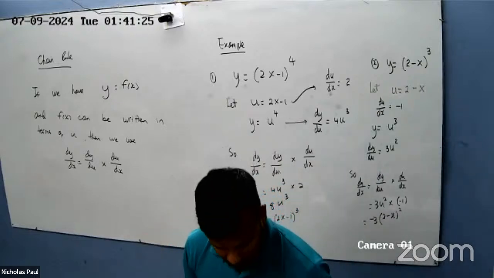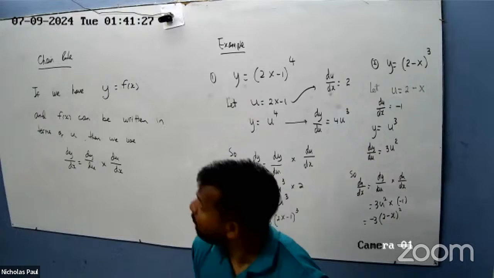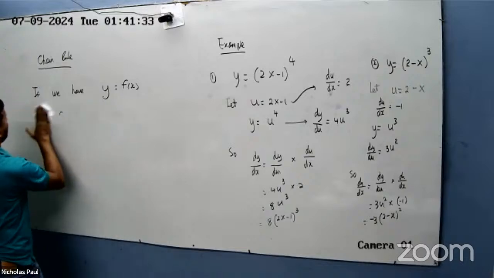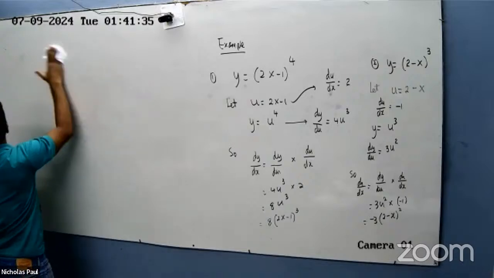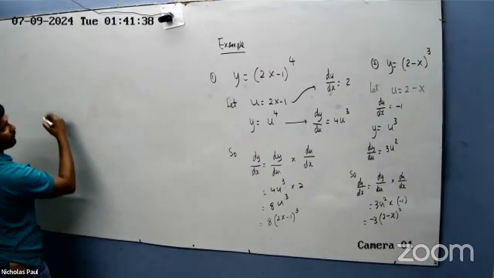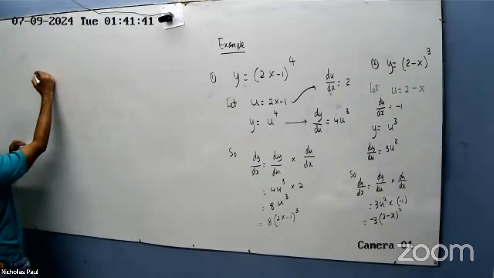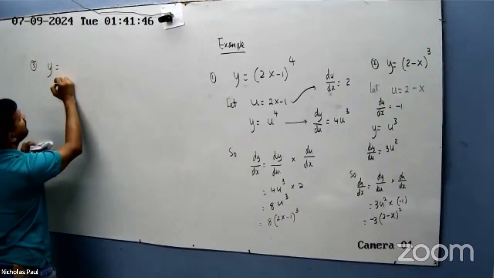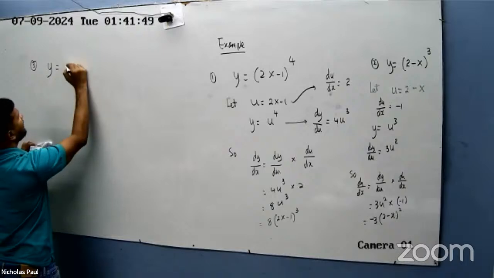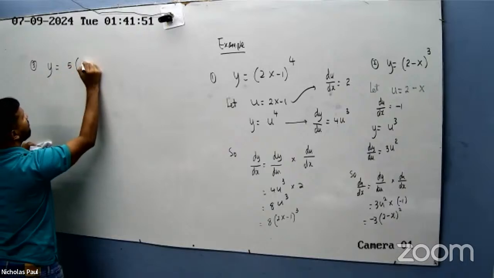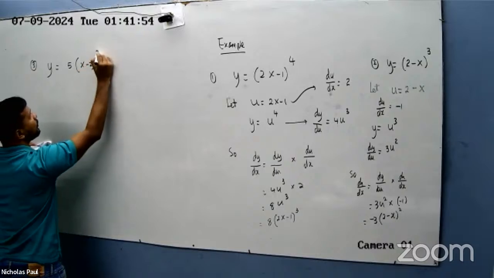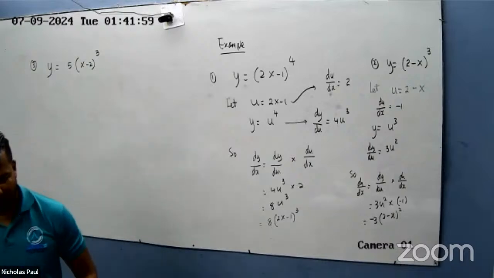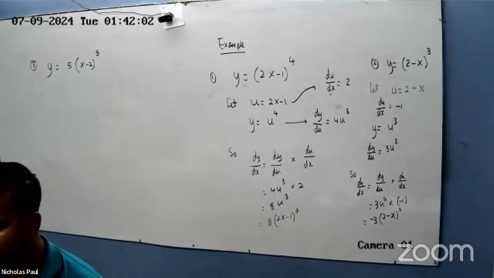Next one. Nice, good job, Adrian. Let's see, y is equal to 5 by x minus 2 to the power 3. Try that fast.